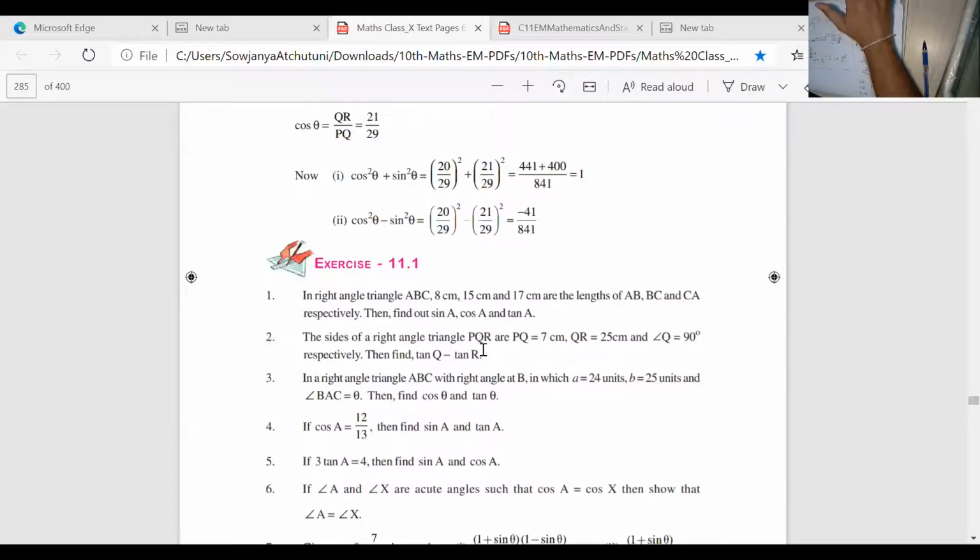So sides of a right angle triangle PQR are given. Q is 90. Find tan Q minus tan R. Okay, what is asked here? Q is 90. PQ is 7. QR is 25. What is asked? Tan Q minus tan R.